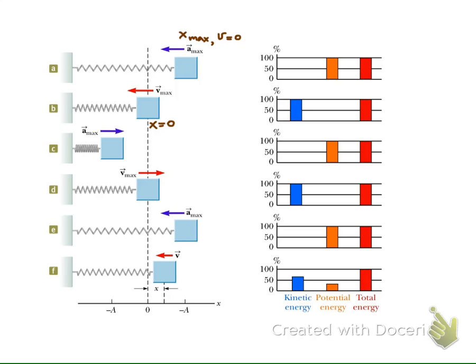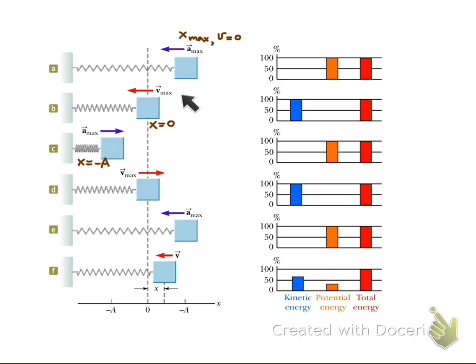And at the other point, for example, here is a position where x is equal to minus A. So we have the maximum potential energy again at this point, and 0 kinetic energy at this point. And if you go back to this position, x equal to 0, you have the maximum kinetic energy again, and the potential energy is 0. The total energy is always constant, has the same value all the time.